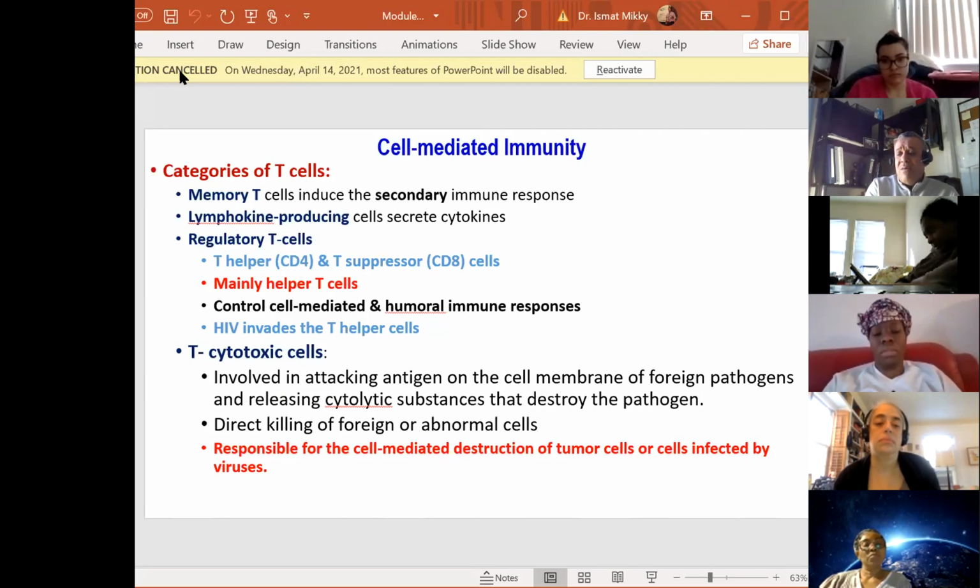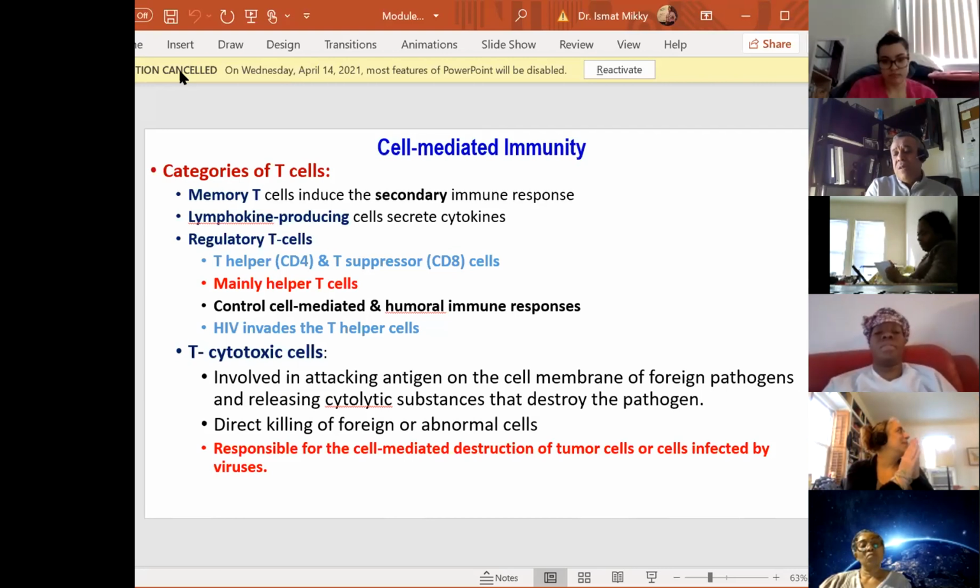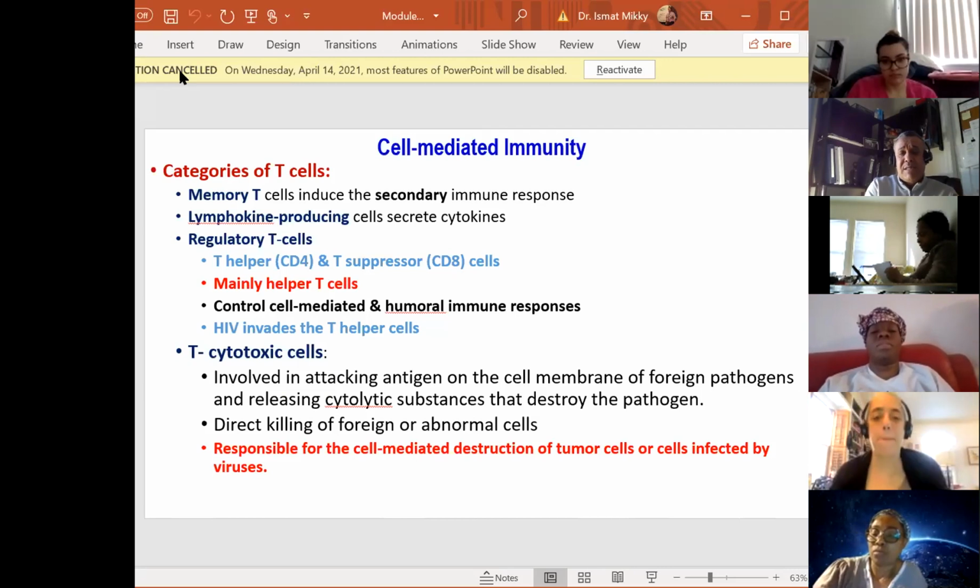Now, we said CD4 is T helper cells and CD8 is the T suppressor cells. So we need a balance between these two, a 2 to 1 ratio, because the CD8 suppressor cells' job is to suppress the immune system from exaggerating. T helper is good, but we also need some type of cells that is going to stop the immune system from going crazy or exaggerating.